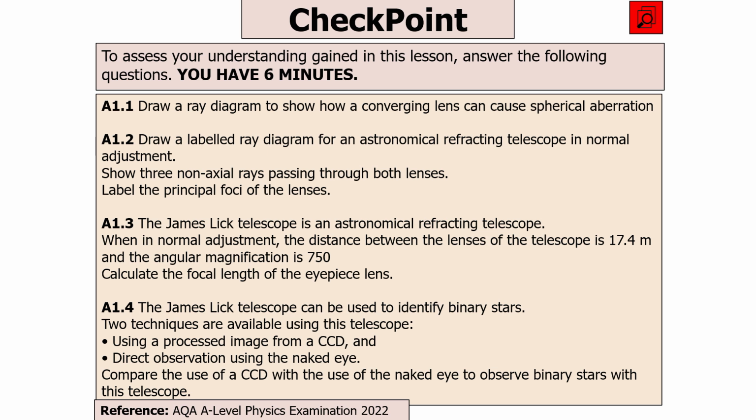Then the next question is, the James Lick telescope is an astronomical refracting telescope. When in normal adjustment, the distance between the lenses of the telescope is 17.4 meters and the angular magnification is 750. Calculate the focal length of the eyepiece lens. The James Lick telescope can be used to identify binary stars. 2 techniques available using the telescope are using a processed image from a CCD and direct observation using the naked eye. Compare the use of the CCD with the use of the naked eye to observe binary stars with this telescope.